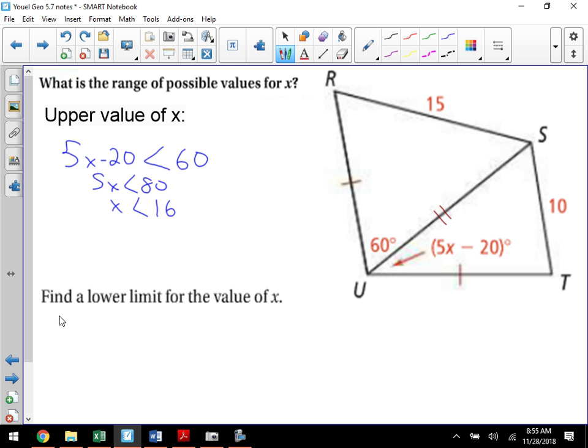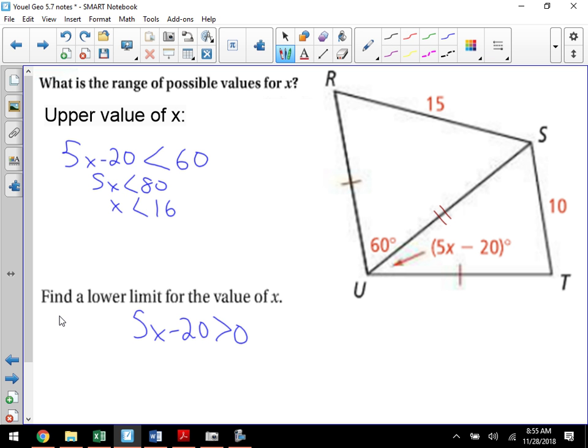Now bigger than 0. Exactly. The lower boundaries on these things always have to be greater than 0. So the lower limit means that this part, this 5x minus 20, has to be greater than 0, because you can't have an angle that's smaller than 0. But it can't be 0. That's why it's not greater than or equal to. It has to be larger than 0.